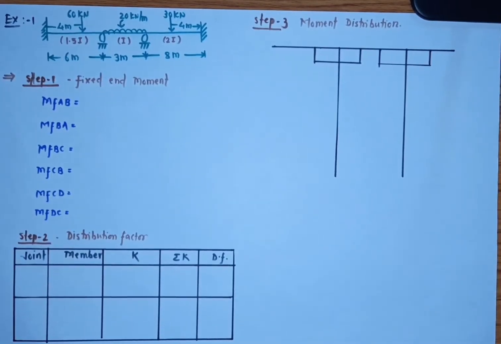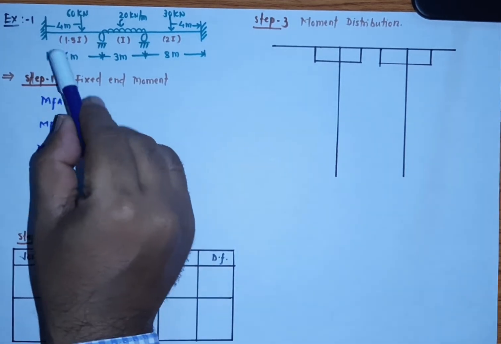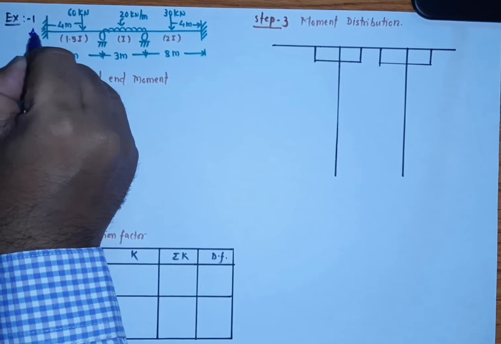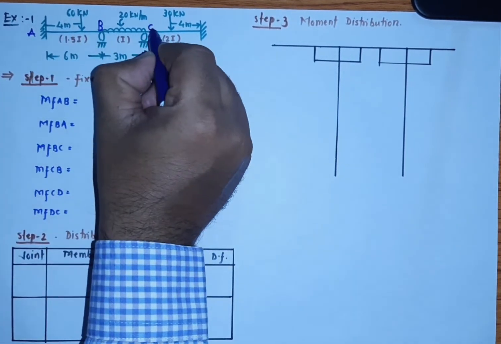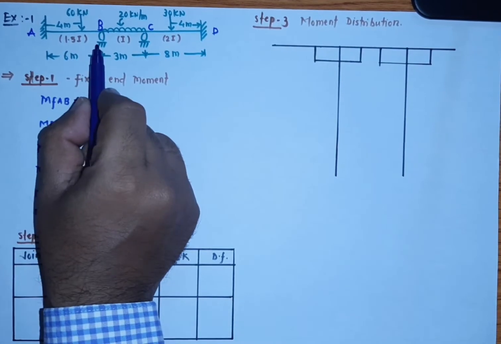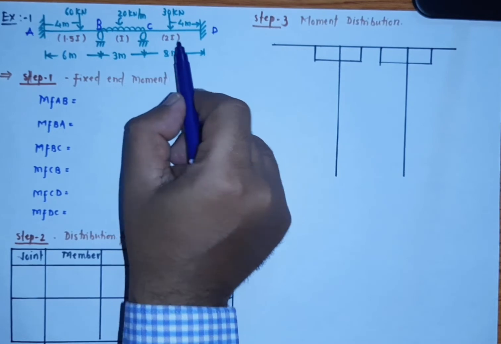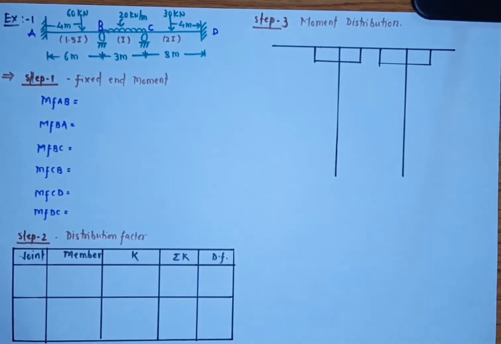Consider a problem, a continuous fixed end beam having 3 spans. The first span is AB, then B, C and D. AB has an eccentric point load, BC has a UDL and CD has a central point load. So let us first calculate. Whenever we want to solve a continuous beam using the MDM method, we need to consider it as separate fixed members, that is AB, BC, CD fixed. This is our assumption, and then we need to calculate the fixed end moments.